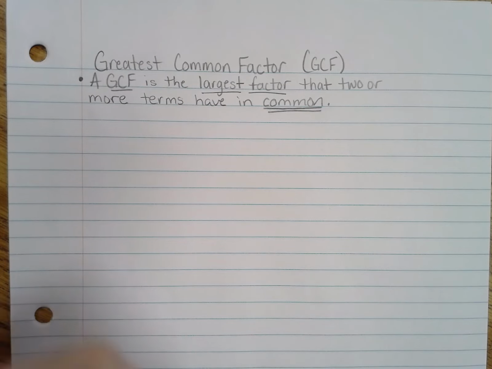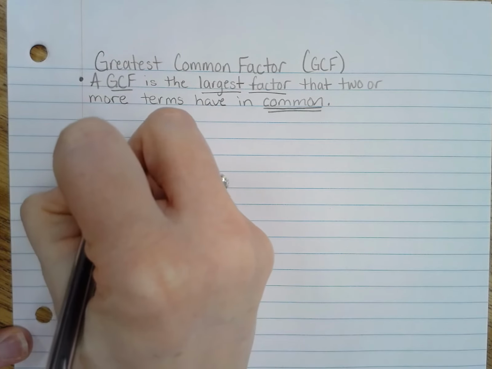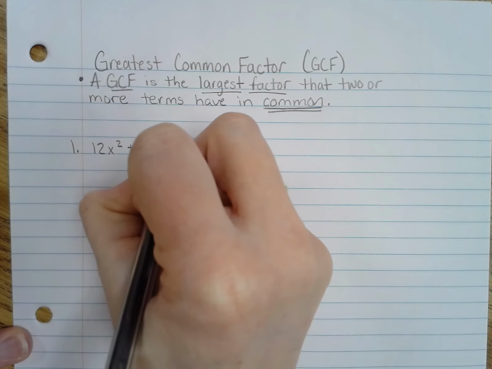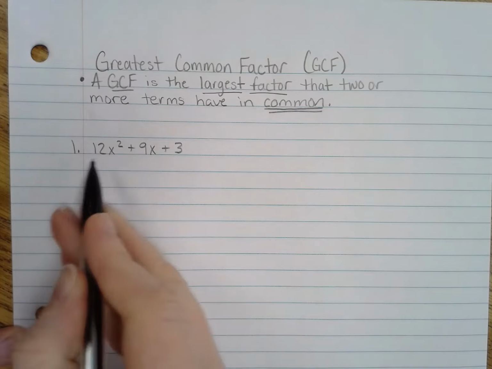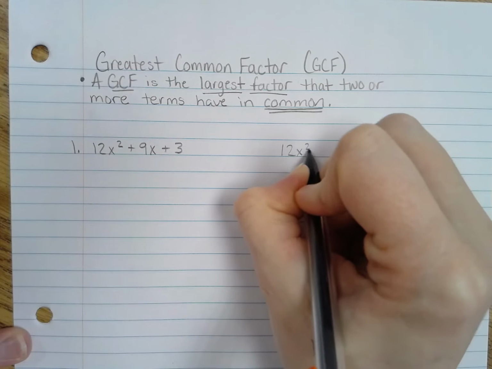So let's look at our first example, number 1. We have 12x squared plus 9x plus 3. So we will start this by doing prime factorization on all three terms. So let's rewrite this to the side for our prime factorization.